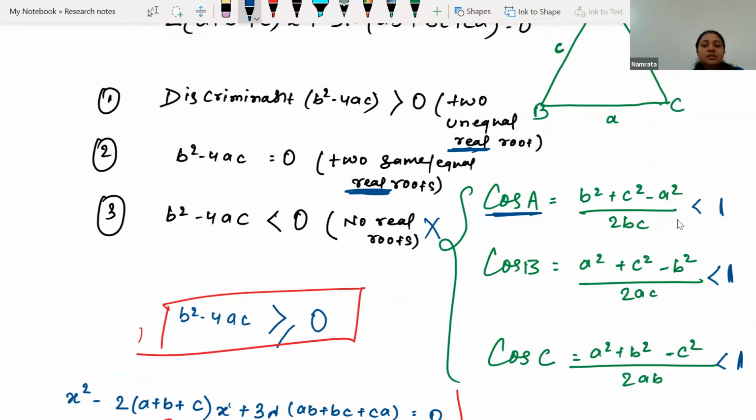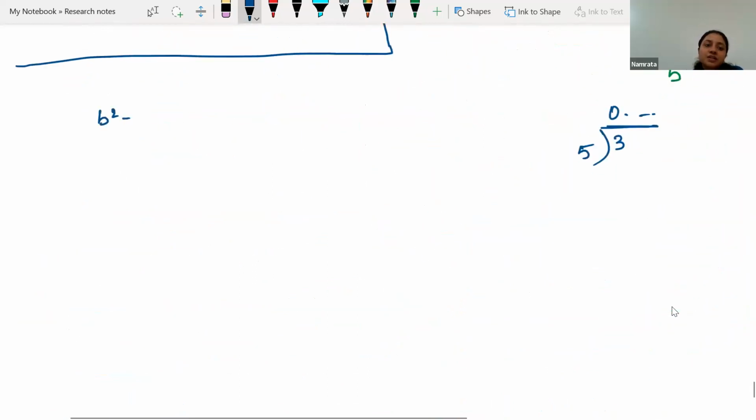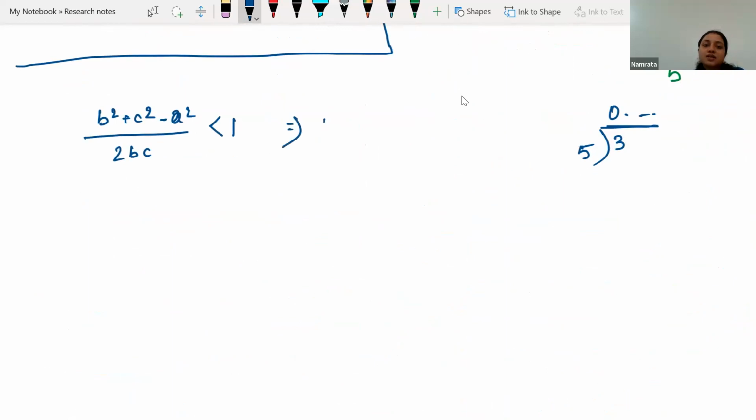B square plus c square minus a square by 2bc. Other one is a square plus c square minus b square by 2ac. So from here we can say that b square plus c square minus a square by 2bc is less than 1, which implies that b square plus c square minus a square is less than 2bc. Okay, cosine we are leaving it, keeping it aside, and the formula is less than 1. So we are getting this relation from here.